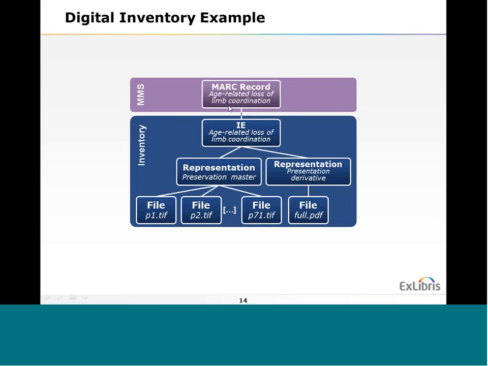So we have a MARC record, in this case for a thesis, and it has an intellectual entity behind the scenes that links us to two different representations. The first representation is the preservation master representation, and that consists of 71, as we see here, TIFF files. And these would be preservation quality scans of each page of the thesis. The second representation, the presentation derivative, is the accessible downloadable version. It's what users will find in Primo, and it consists of a single file, full.pdf.